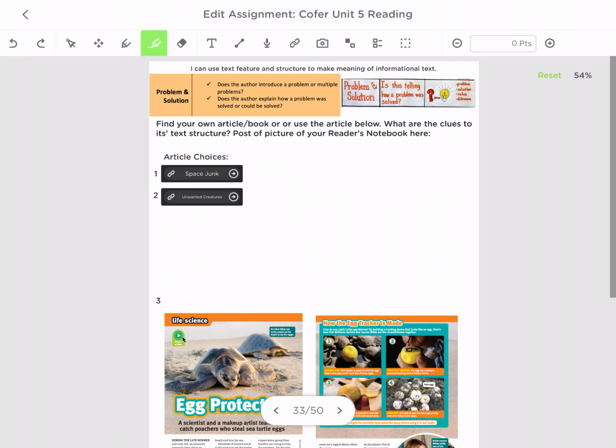And you're going to post your response in this area right here for Mrs. Kofer to see. I look forward to seeing all the great work you're going to do.